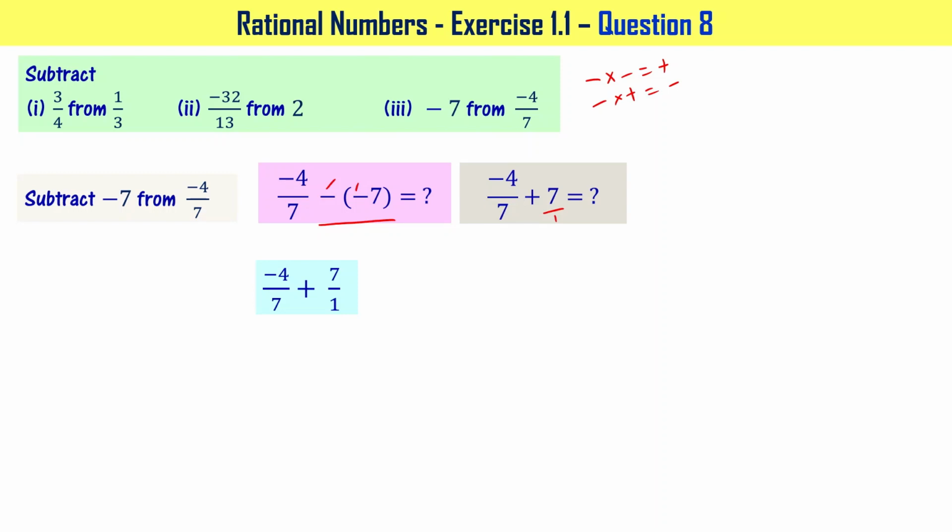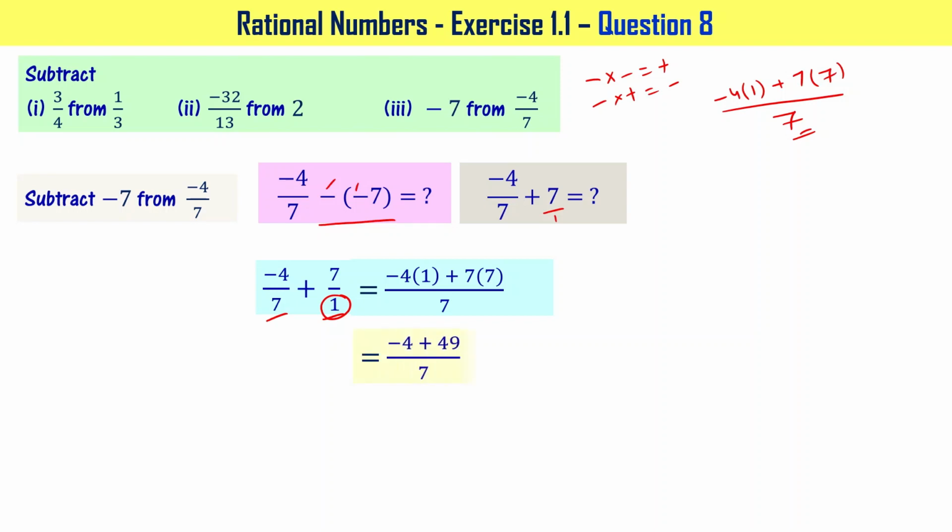Now you see the denominators. 7 is the LCM of denominators, right? Now let me write minus 4. 7 divided by 7 is 1, plus 7 times 7 divided by 1 is 7, right? Now you got minus 4 times 1 plus 7 times 7 divided by 7, right? Minus 4 plus 49 by 7.